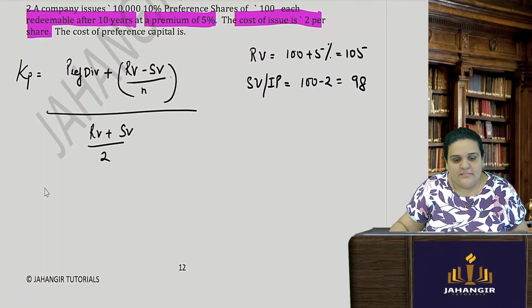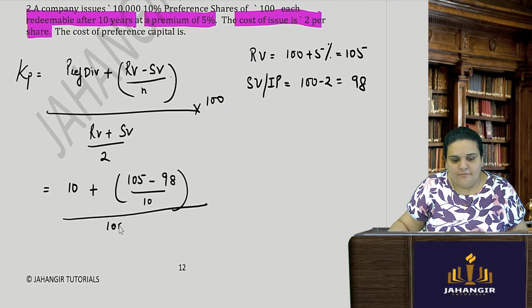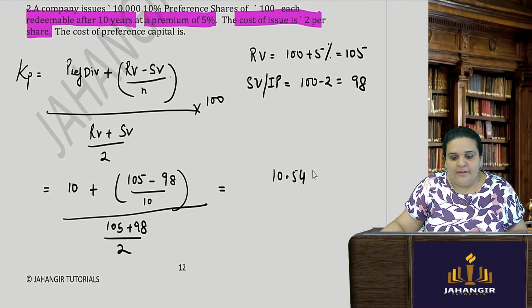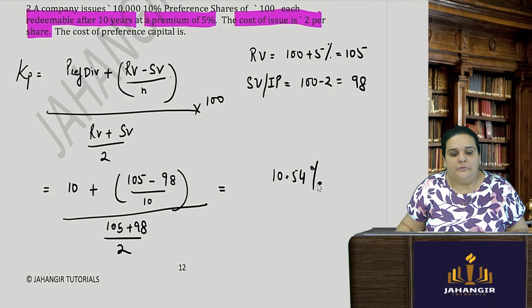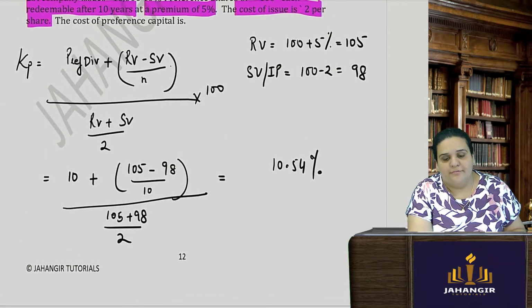Okay. So preference dividend is 10%, face value is 100. So 10% means 10 rupees. RV is 105 minus SV is 98, upon N. N is how much? 10 years. Okay, this whole thing multiplied by 100 upon (105 plus 98) divided by 2. So when you solve this completely, you will get an answer of 10.54%.